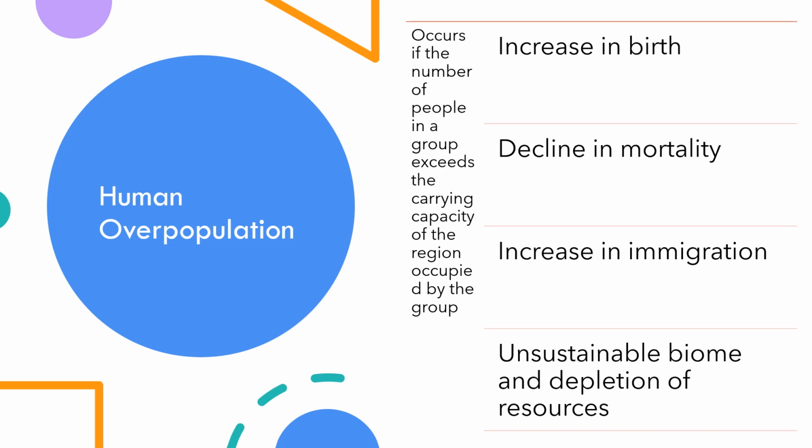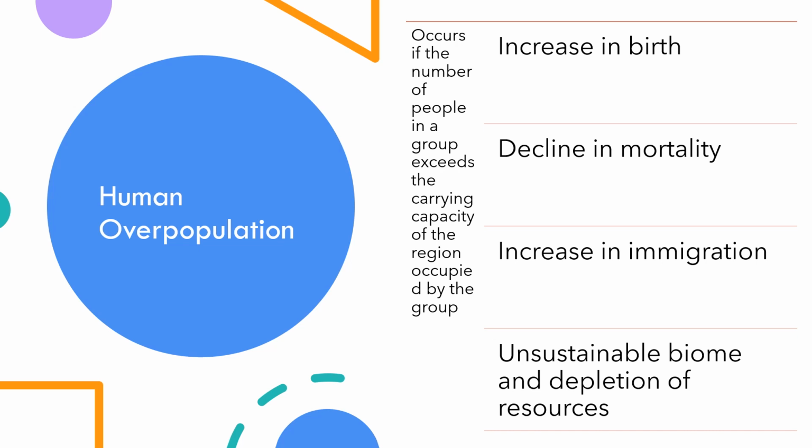Now, what brings on overpopulation? Well, an increase in birth rate. Obviously, in order to overpopulate, you have to populate, which means that people have to be born. A decline in mortality, meaning that there are fewer people passing away than there are births occurring. An increase in immigration. Obviously, no one new specifically needs to be born, but moving from one location to another. Immigration isn't necessarily from country to country, but rather just from one location to another.